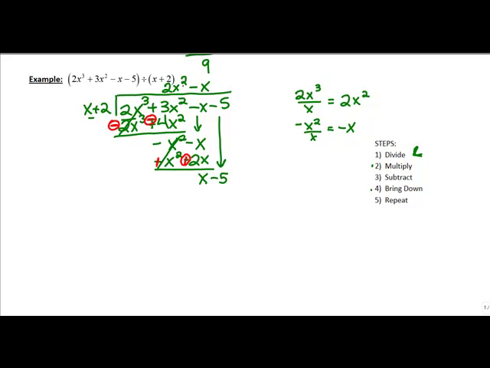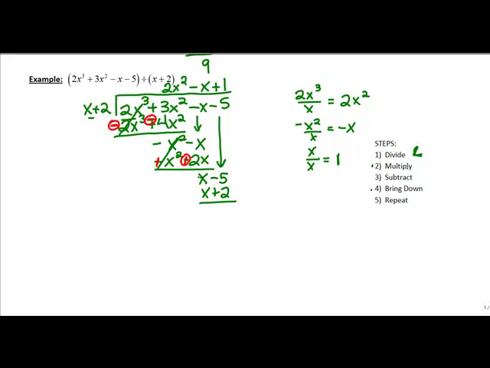And again, we need to come up with a number to put on top, so what times x is x? To make sure, we take this leftmost term, the x, divide it by the number on the outside, and that's 1. So our number up here is going to be a positive 1, so plus 1. 1 times x is x. 1 times 2 is 2.